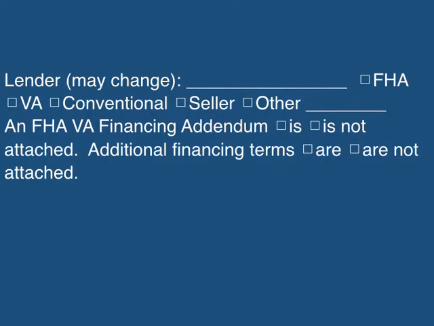Check a box. An FHA VA financing addendum either is or is not attached. Check a box. Either it's there or it's not there. If you have an FHA or VA loan, then you need to say it is there and you need to complete the addendum and include it with the offer. Additional financing terms either are or are not attached. Check a box. They either are or are not. And remember, if your buyer is doing a conventional loan, for example, on the other line you would put NA. If they're doing a VA loan, FHA, or seller, on the other line you put NA. Do not leave blank lines on the contract.